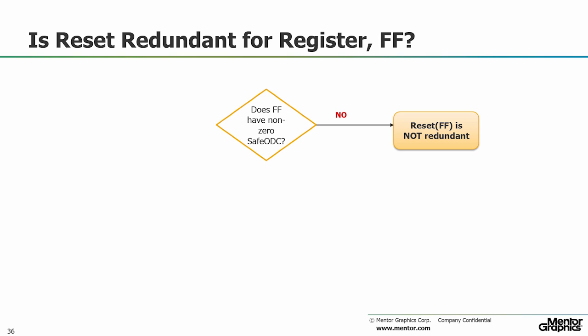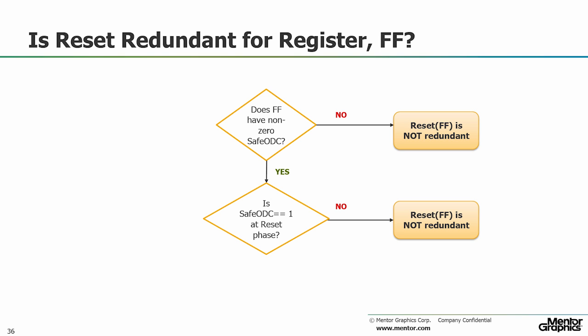If the register has the safe ODC condition, then it is checked whether safe ODC is evaluated to 1 in the reset phase or not. This is obtained by applying the reset values of the registers participating in safe ODC conditions. If it does not evaluate to 1, then the reset of the register is not redundant. And if it evaluates to 1, then the reset of the register can be deemed as redundant. Let's understand this in detail with the help of an example.